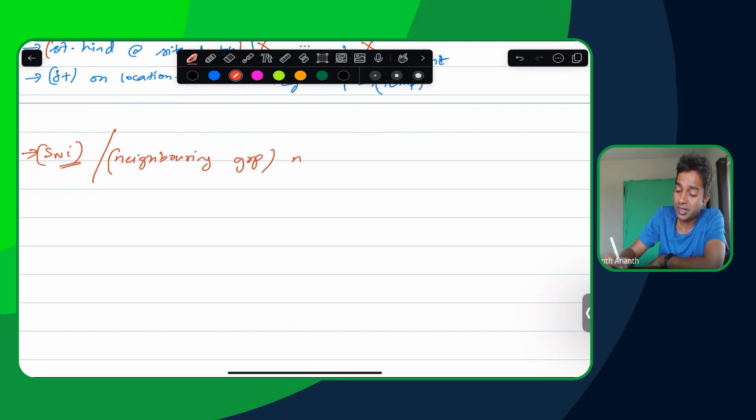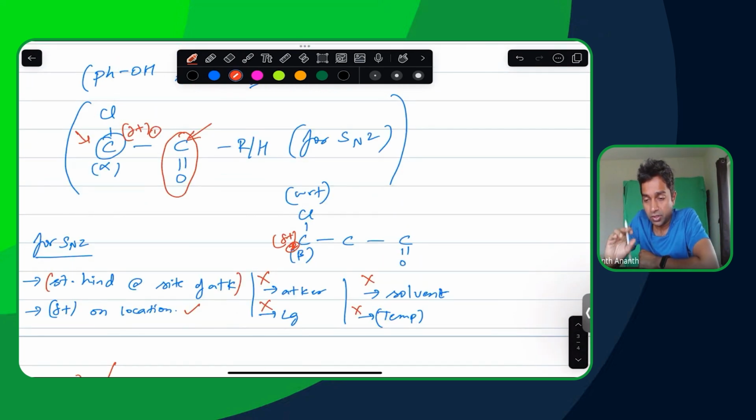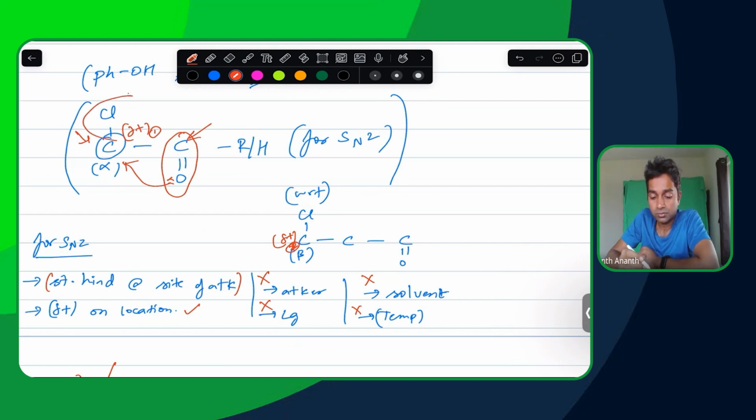So when you're going to be considering the NGP aspect over here, what happens is this. You can have this fellow going and attacking this one and kicking it out. And then an external nucleophile will come and attack either here or here.